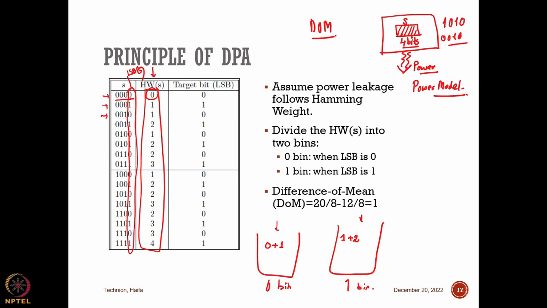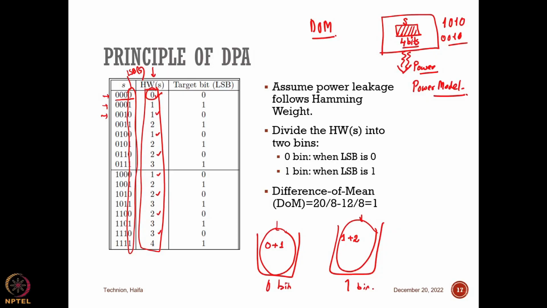So now can you tell me what is the average of the values here and the average of the values here? You can do this calculation quickly. Can you tell me what is the sum of 0 plus 1 plus 1 plus 2 plus 1 plus 2 plus 2 and plus 3? Can you quickly do this addition? Very simple math. What is the sum? The sum is 12, right?